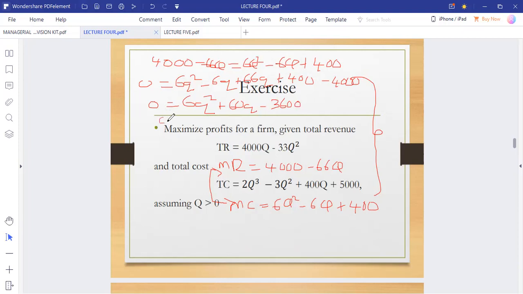We can simplify by dividing by 60 throughout. What are we going to have? Q squared plus 10Q minus 600. Whenever you reach this point, it becomes a quadratic equation. Now, quadratic equation, I'll take it to your grade what? Grade 5.